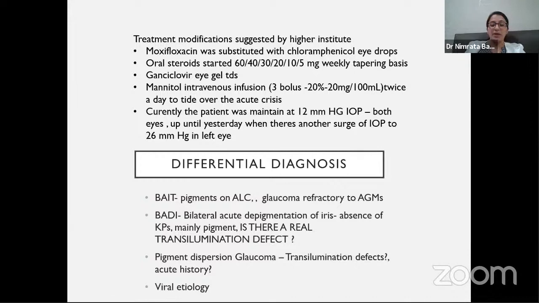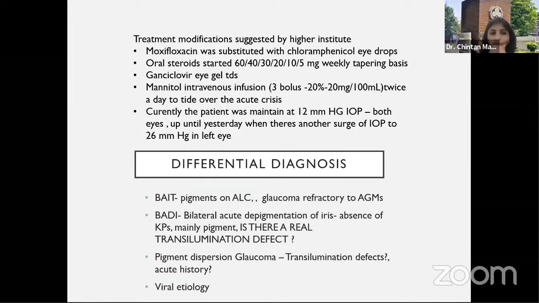So my question to the panelists is: is this a case of BADI or the severe variety of it, BAIT, if we can call what I mentioned a transillumination defect, because the features are more aggressive as they are in BAIT. Pigment dispersion glaucoma was the next diagnosis, but again, it does not have such an acute history and presentation, or it was of a viral etiology. Well, we're still in a puzzle, and the patient is doing well, but again, the spike has come. So I'd like the panelists to comment now.